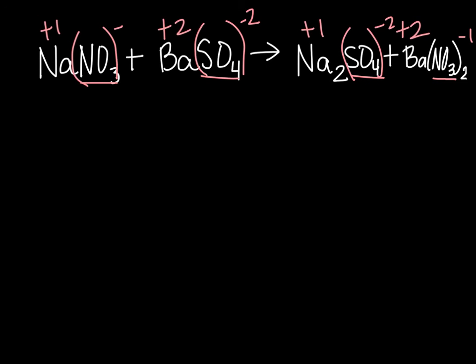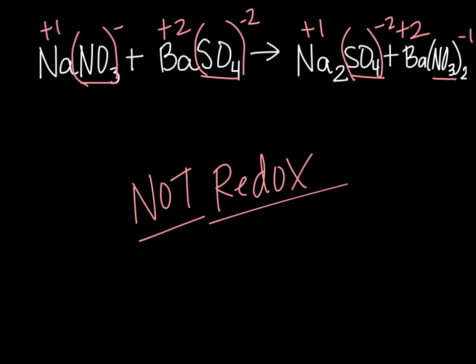Okay, so now let's see if the numbers are changing or not. Sodium is +1, stays +1, no change. Nitrate, -1, stays -1. Barium, +2, stays +2, no change. Sulfate, -2, stays -2. So this one is not redox, okay? None of the numbers are changing, okay? Now what type of reaction is this one? So this one is a double replacement. So then you can say that your double replacement reactions are not going to be redox.